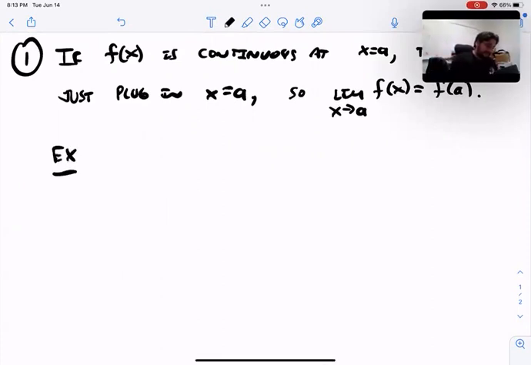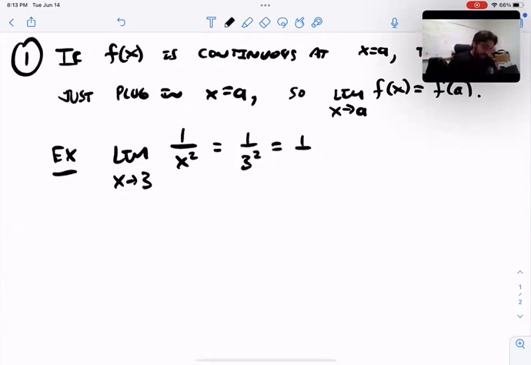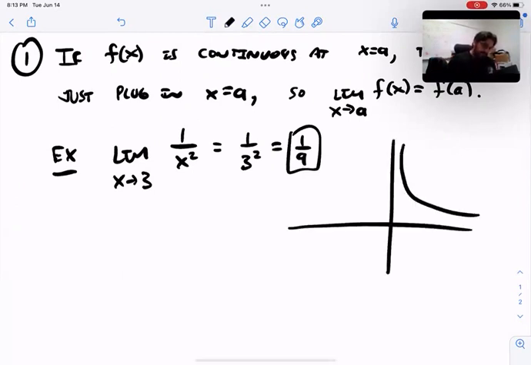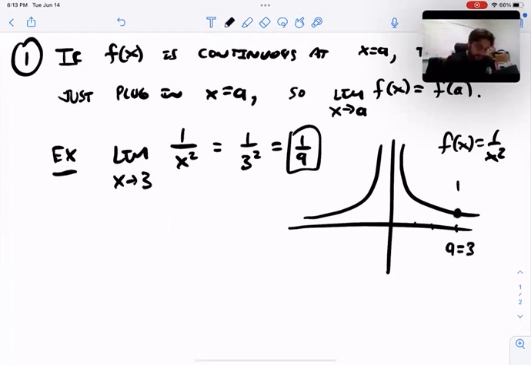So for example, say I had the limit as x approaches a of 1 over x squared, and let's say this a is 3. Well, here I would just plug in the 3 because this function is continuous at 3. Here's the graph of this function, f of x equals 1 over x squared. There's absolutely nothing strange happening out here at x equals 3, or in this case, the a value, which is 3. The height of the function is 1/9. That point on the graph is 3, 1/9.